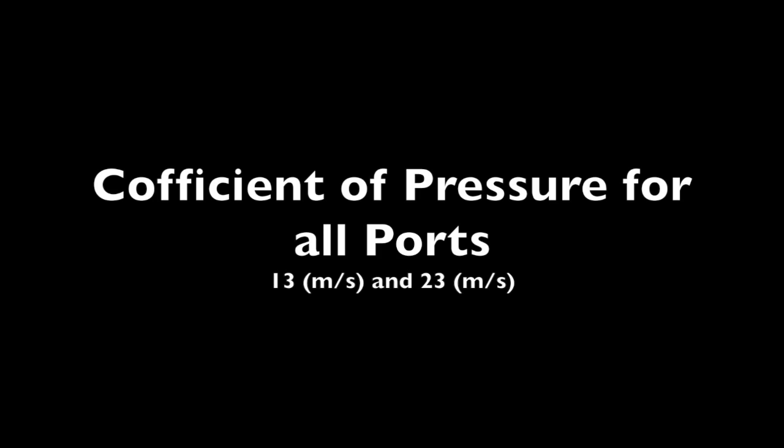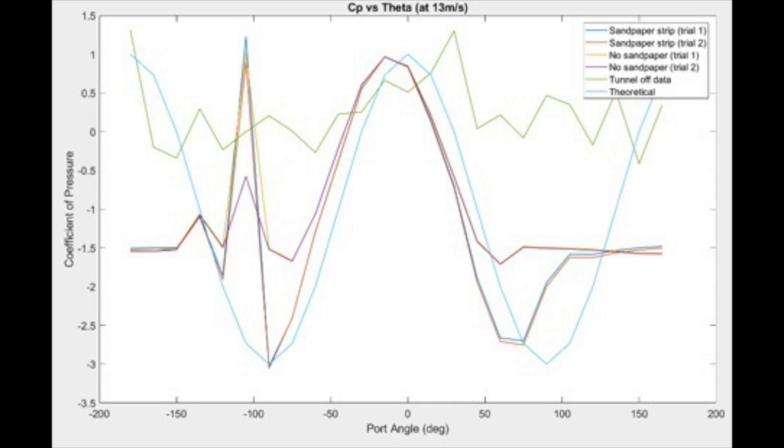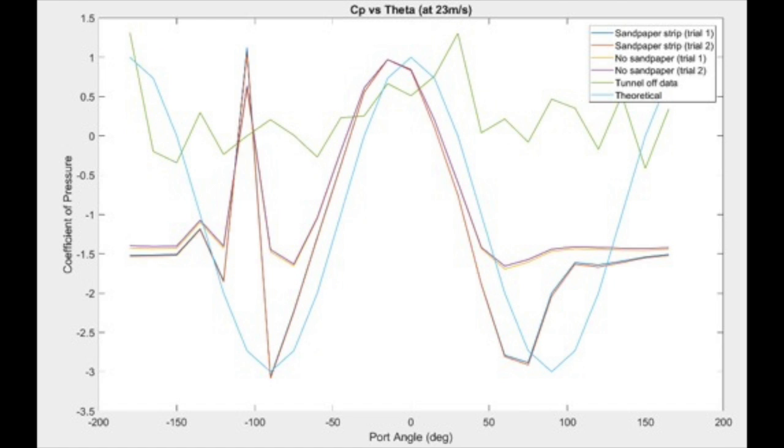As part of our data collection, we took two plots of coefficient of pressure versus angle on the cylinder at the two different speeds. Our coefficient of pressure plots shown here clearly display the effect of the cylinder on the flow based on the shape of the plot. For both test speeds, the coefficient of pressure is highest at the point where the port is normal to the flow, which is where theta equals 0 degrees.